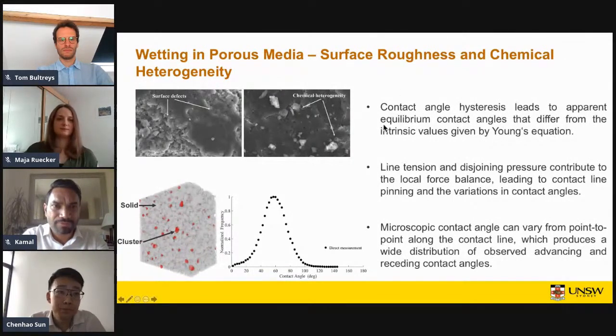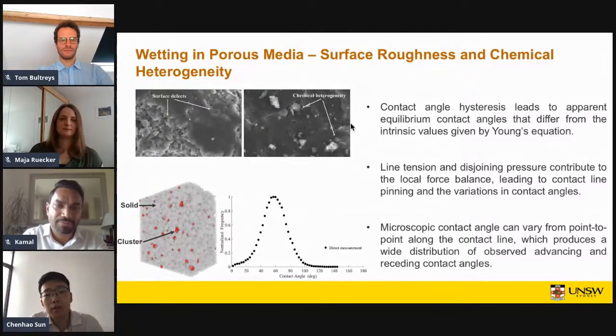You can see these two SEM images. So the traditional concept of contact angle, which is a purely geometrical measure related to the curvature, is often used for categorizing the wetting state of multiphase systems. It can be determined from Young's equation by applying the equilibrium thermodynamics, but it's well established that the contact angle hysteresis leads to the apparent contact angle differing from the intrinsic contact angle given by Young's equation.